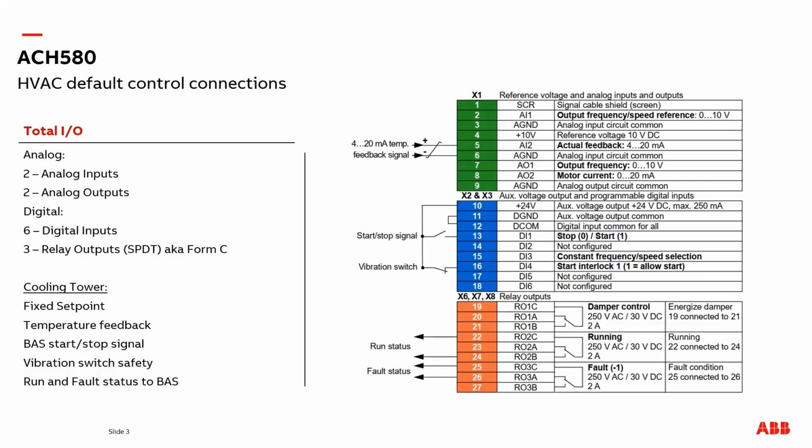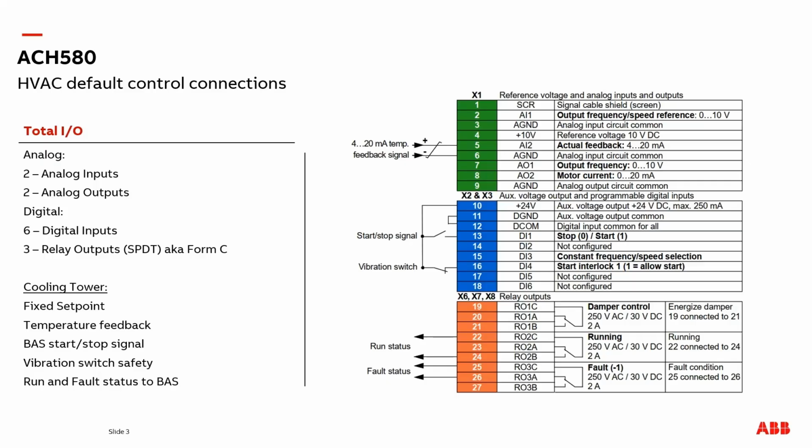Here we have a basic cooling tower setup for the default I/O available with the drive. We will wire a temperature feedback source into AI2 to control the fan speed to temperature feedback. We have a start-stop signal to enable the drive, a vibration switch start interlock for a safety shutdown. We will program a fixed temperature set point into the drive, or this can be adjustable from a building automation system over a communication protocol.